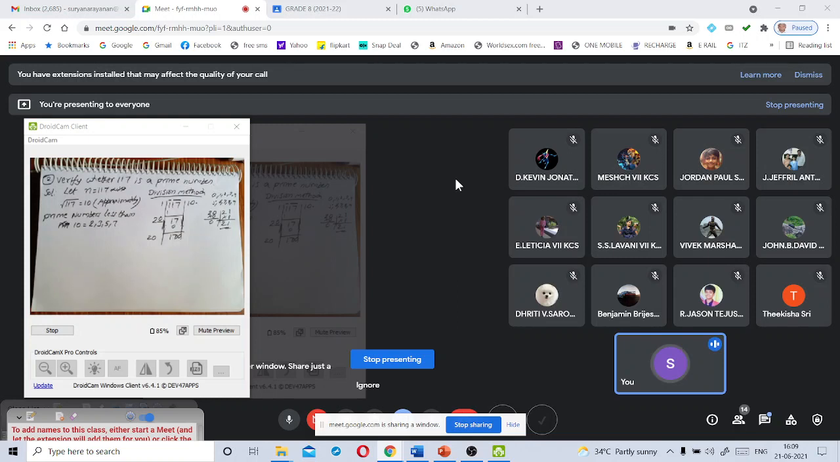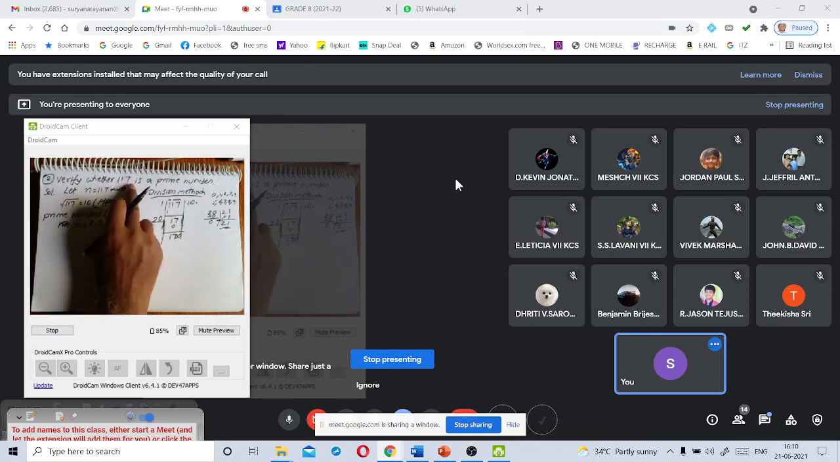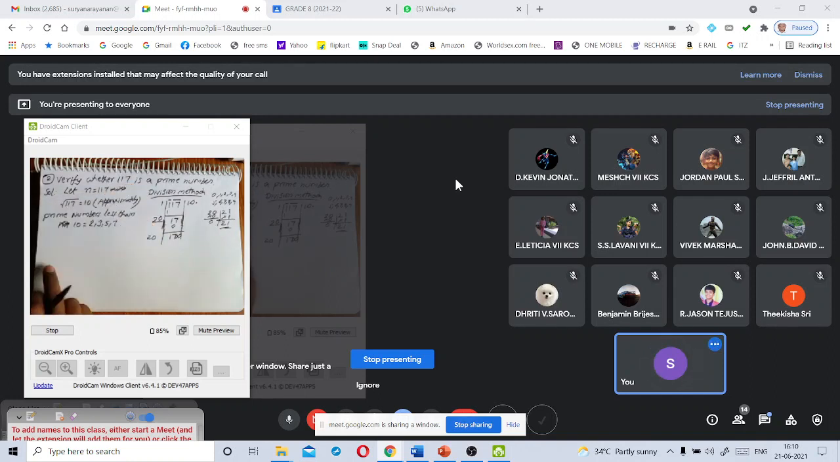Now we verify whether this number is divisible by 2 or not, whether it is divisible by 3 or not, by 5 or not, by 7 or not. Here this number is not divisible by 2. Why is this number not divisible by 2? Because it's not an even number. Yes.